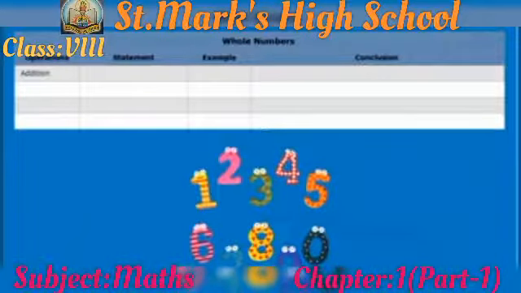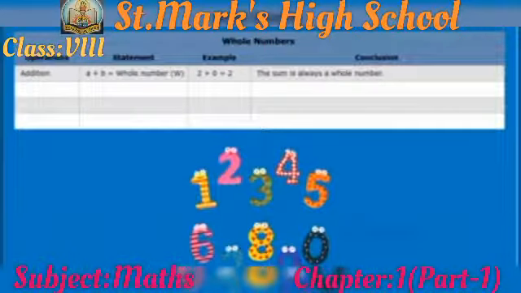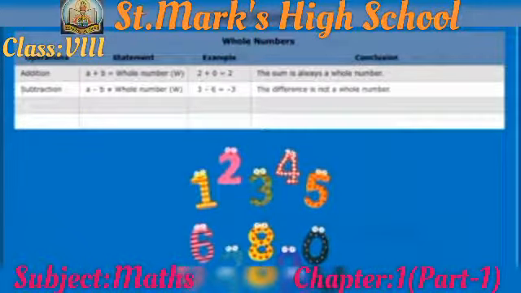Under addition, if two numbers are added, their sum is a whole number. For example, 2 plus 0 is again equal to 2. It concludes that the sum is always a whole number. Under subtraction, the difference of two numbers is not always a whole number. For example, 3 minus 6 is equal to minus 3, which is an integer. It concludes that the difference is not a whole number.